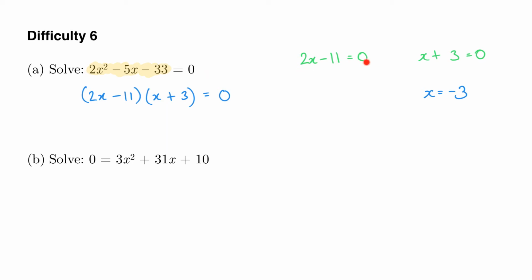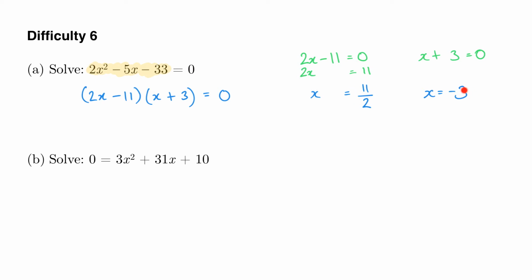Now the other solution can be found as follows. We can add 11 to both sides of this, and that gives us 2x equals 11. And then what we can do is divide both sides of this equation by 2. And if we do that, we get x equals 11 over 2, or 5.5 if you prefer. So these are the two solutions to this equation.